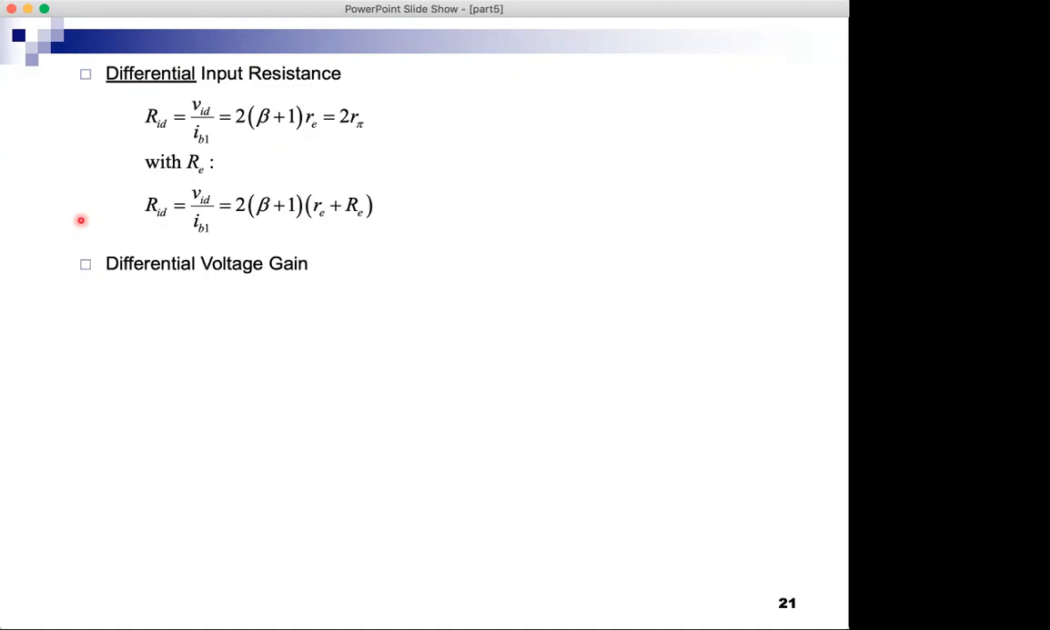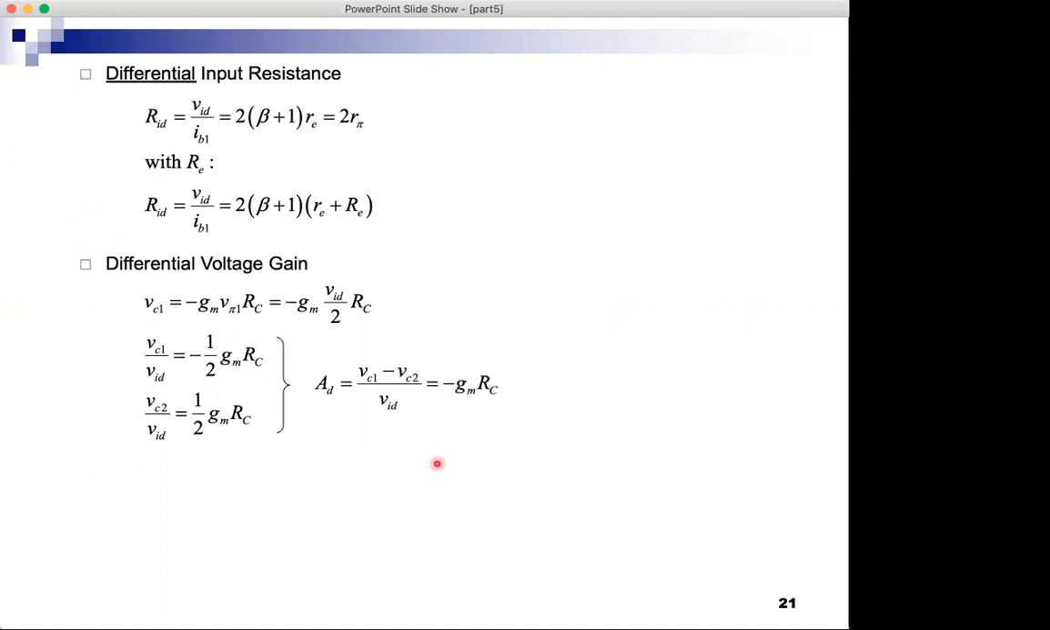What's the differential voltage gain? We can show, similar to the MOSFET case, that on the first collector, I will get minus gm over 2 times RC times VID, and on the second collector, I will get gm over 2 times VID times RC. And if I take the output from between the two collectors, I will get the same formula as the MOSFET case. Instead of minus gm RD, it's minus gm RC. And if I take the output as VC2 minus VC1, I will get plus gm RC. If I have RE, I will modify the formula to take RE into consideration.